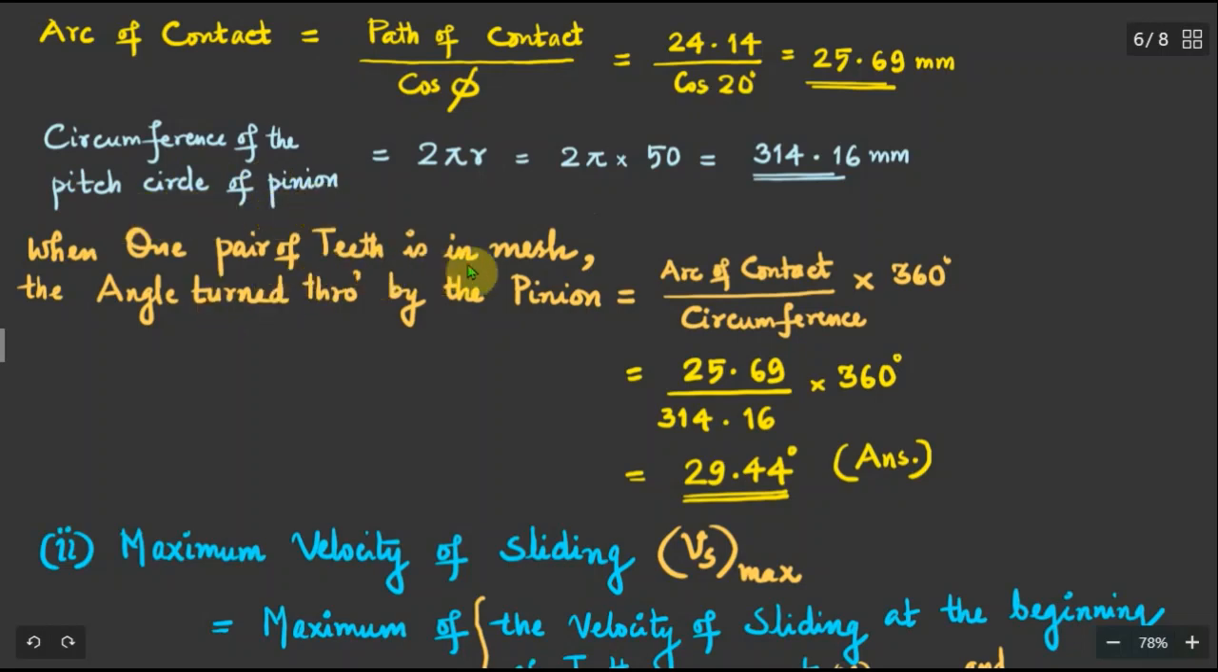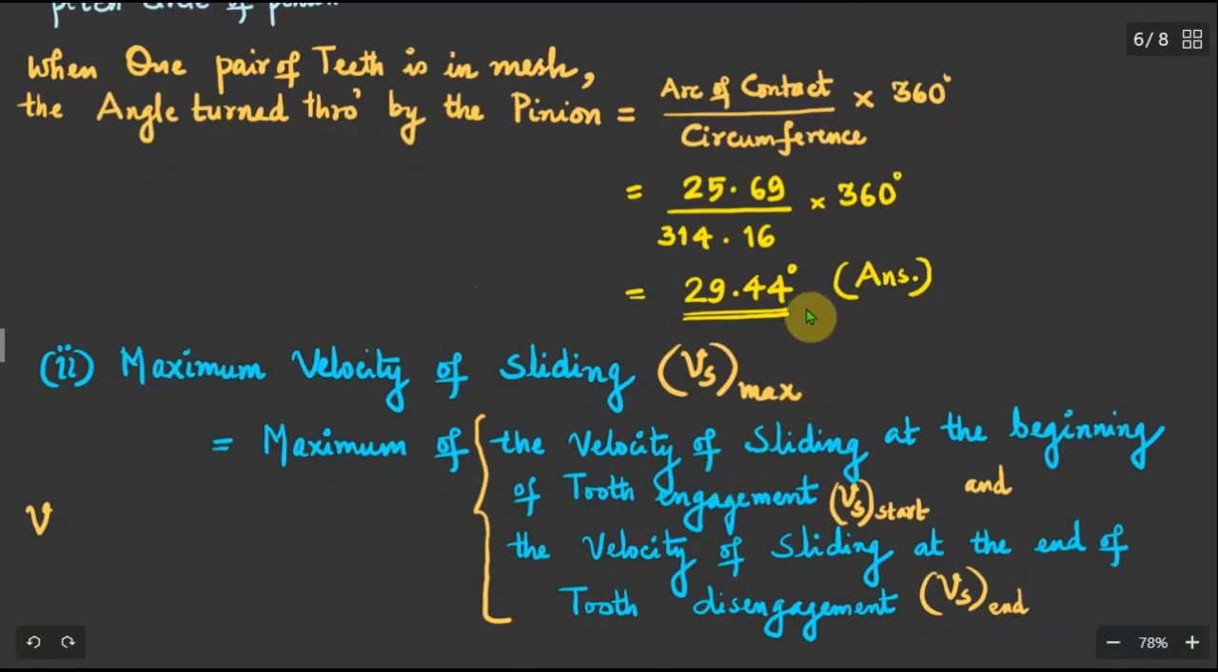When one pair of teeth is in mesh, the angle turned through by the pinion is equal to arc of contact divided by this circumference, into 360. That is 25.69, the arc of contact in millimeters, divided by the circumference of the pitch circle of the pinion in millimeters, 314.16, into 360. So we will get 29.44 degrees. This is the angle turned through by the pinion when one pair of teeth is in mesh. That is the answer to the first part of the question.